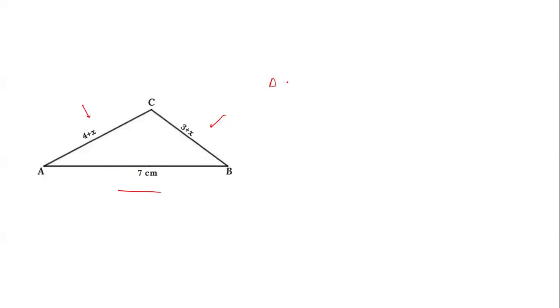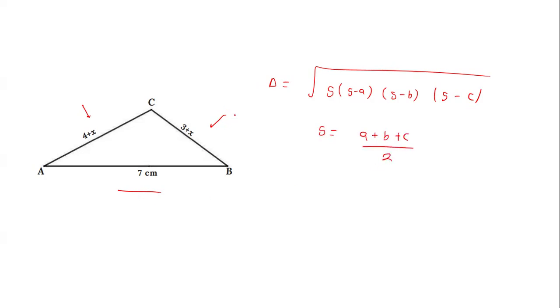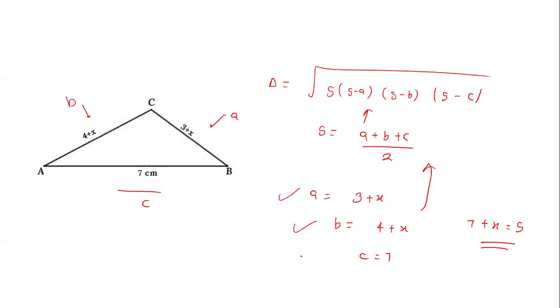Now we know that the area of the triangle is the root of s times (s minus a) times (s minus b) times (s minus c). This is Heron's formula, where s is (a plus b plus c) by 2. Now a is 3 plus x, b is 4 plus x, and c is 7. So if you put these in, s will come to 7 plus x. Now you can put the s value here, and you also know the a, b and c values.